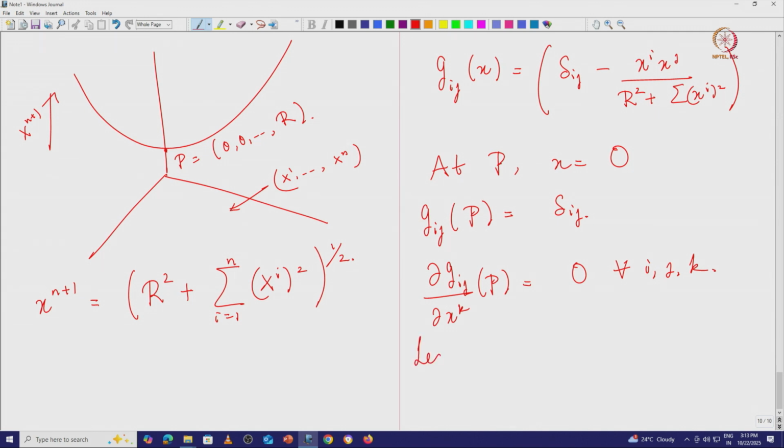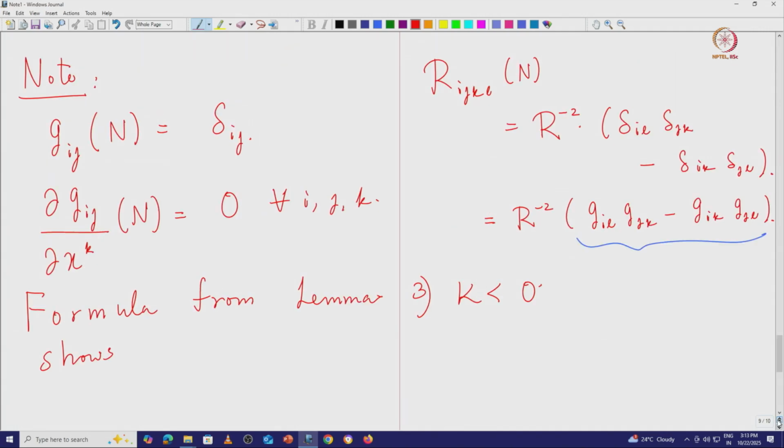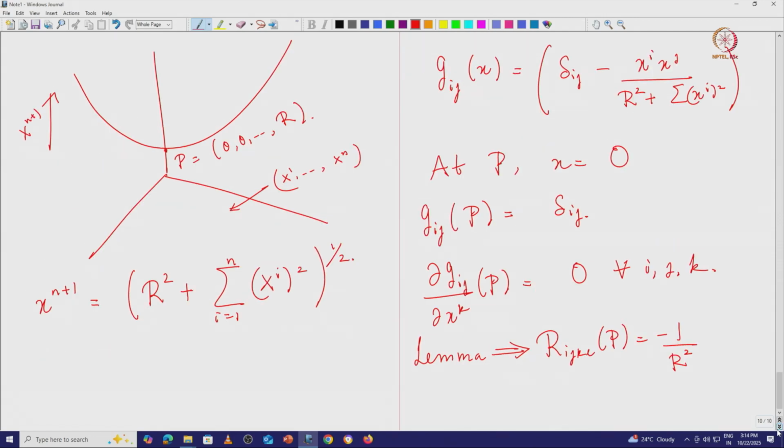Then again use the formula in the lemma, that basically proves that Rijkl at this point P is given by minus 1 by r squared. Sorry, I should have said that kappa is minus r to the minus 2 in this case. So then you have this formula.